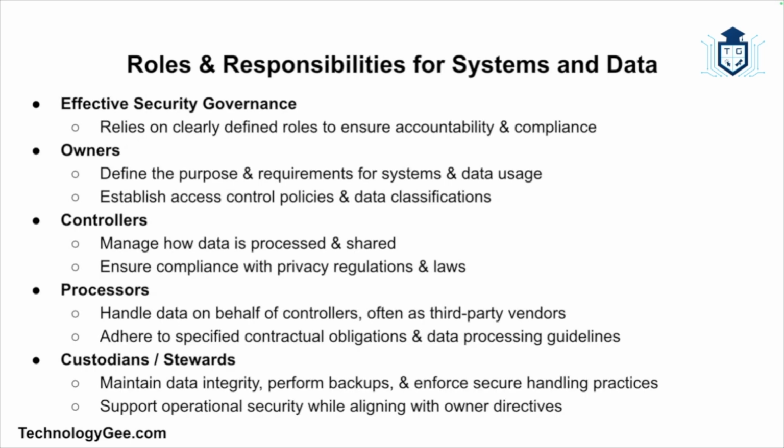Next, we have roles and responsibilities for systems and data. So effective security governance relies on clear role definitions. Some of those roles are as follows. We have owners. They define the purpose and requirements for data or systems. We have controllers. They manage how data is processed and ensure compliance with privacy laws. We have processors. They handle data on behalf of controllers, involving third-party vendors. And then we have custodians and stewards. They ensure data integrity, backups, and proper handling.